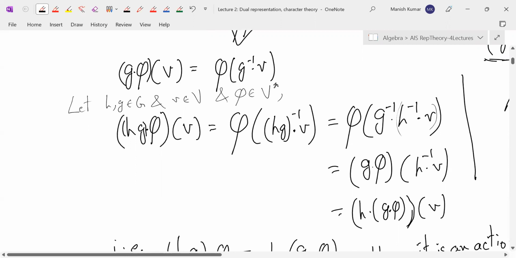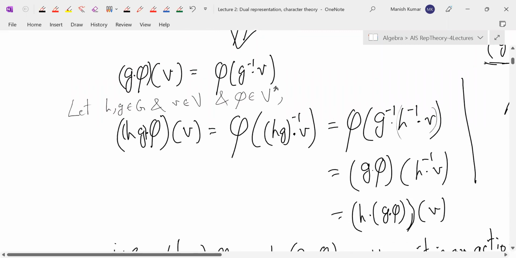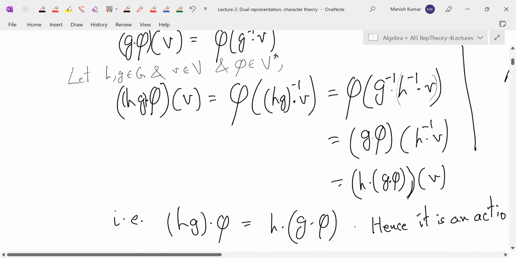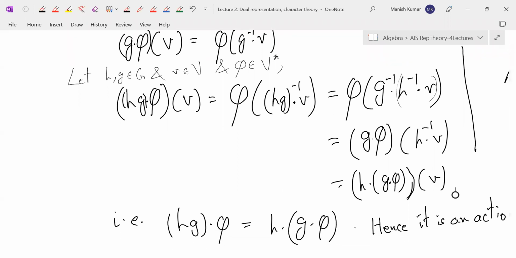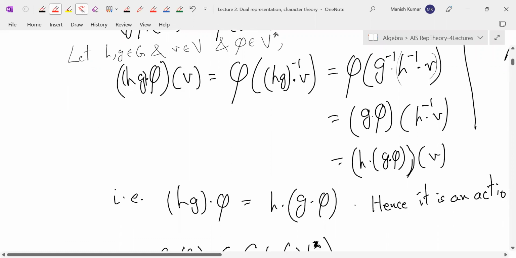So the formula, phi of g inverse times some vector, is just g dot phi of h inverse v. Yeah, that was the formula. So in this red formula, you replace v by h inverse of v, then you get this identity. So what we get is g dot phi, this is the same as g dot phi, and then again we apply this formula again, and we get that this is the same as h dot g dot phi evaluated at v. So we get that h g dot phi is the same as h dot g dot phi. And hence that proves that this is indeed an action.